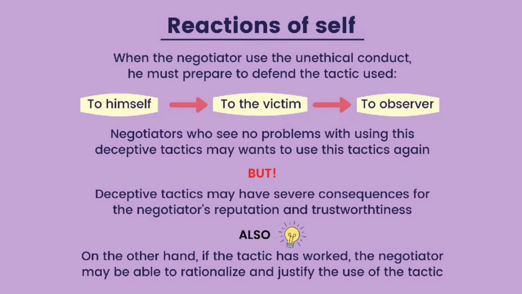So last but not least, the third consequence of this unethical conduct is the reactions of self. When the negotiator uses unethical conduct, he must prepare to defend the tactic used to himself, to the victim, and to the observer. Under some conditions, such as when the other party has truly suffered, a negotiator may feel discomfort, stress, guilt, or remorse. On one hand, while the use of these tactics may have strong consequences for the negotiator's reputation and trustworthiness, parties seldom appear to take these outcomes into consideration in the short term.